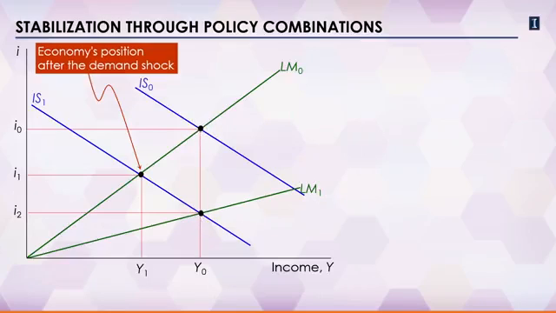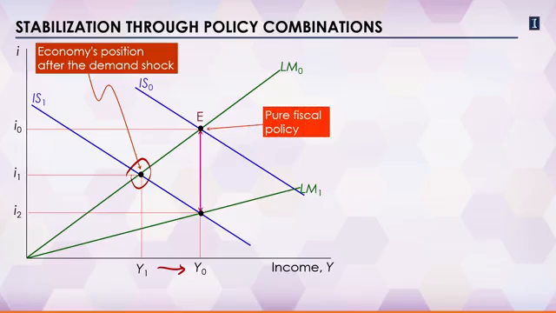Suppose that the economy has reached point Y1, I1 because of a shock, and very quickly we want to return it back to Y0. Let's compare two alternative outcomes, one using pure fiscal policy, the other one using pure monetary policy. At point E, we're using only fiscal policy to raise the level of income. At point F, we're using only monetary policy to stimulate investment and net exports.